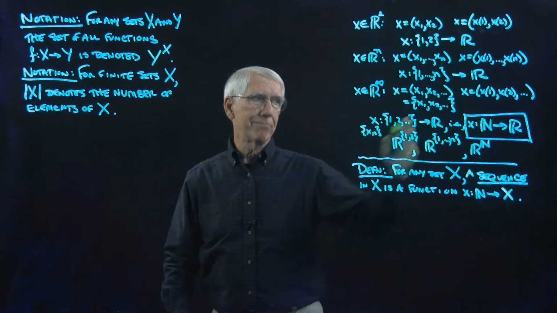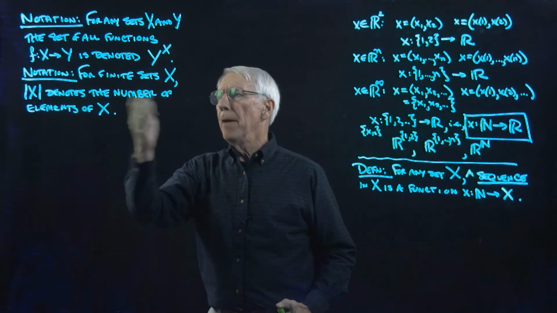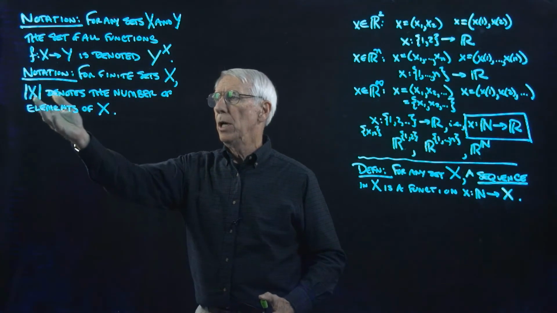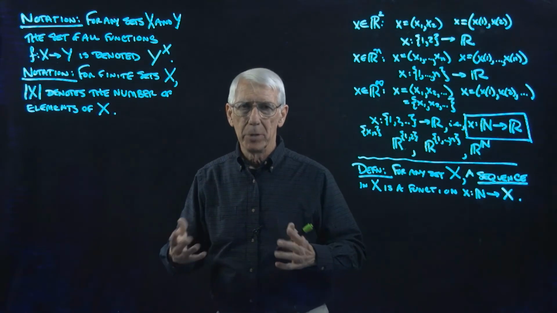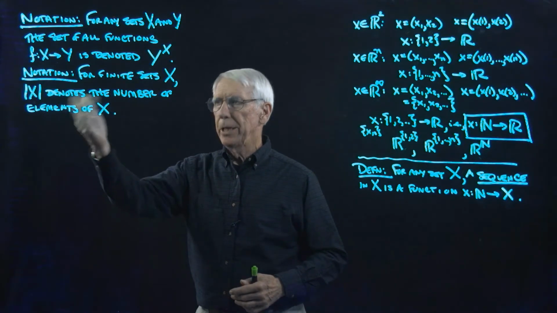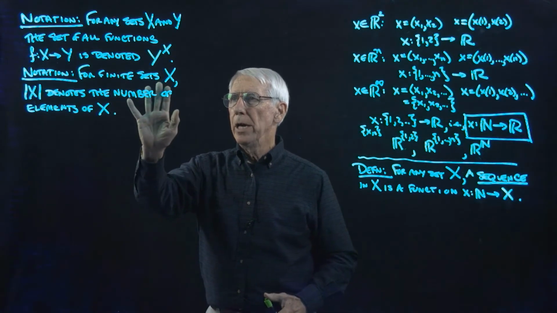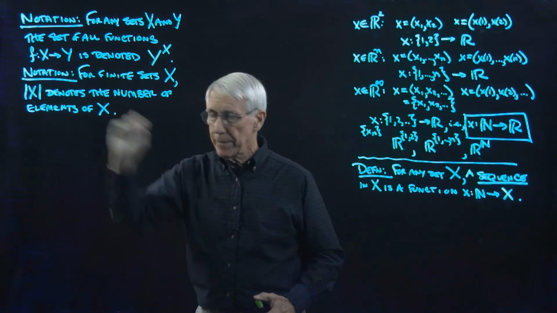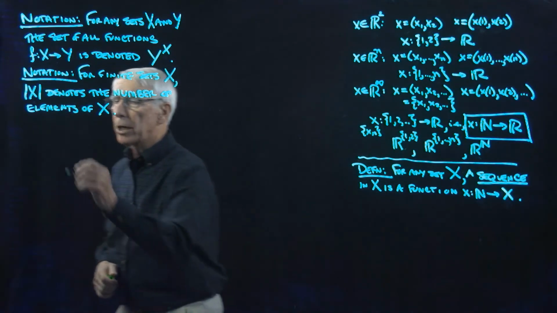If X was the real numbers, then the number of elements of the set of real numbers doesn't have any real meaning. So we can talk about its cardinality as something like the number of elements, but here we want to have something that's kind of explicit and clean. And so if we have a finite set, we can talk about the number of elements in it. That denotes the number of elements.